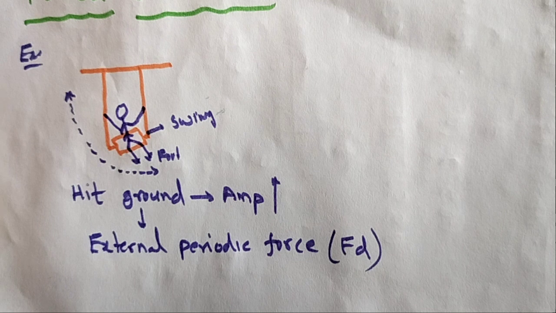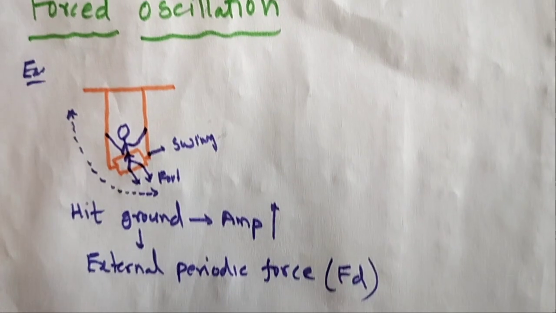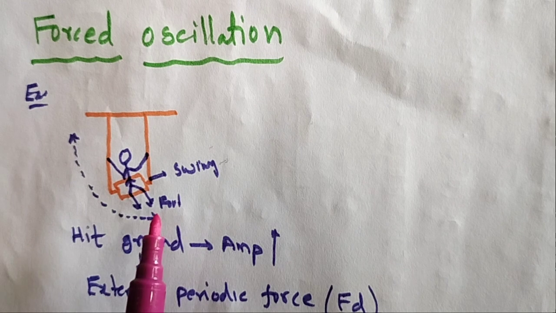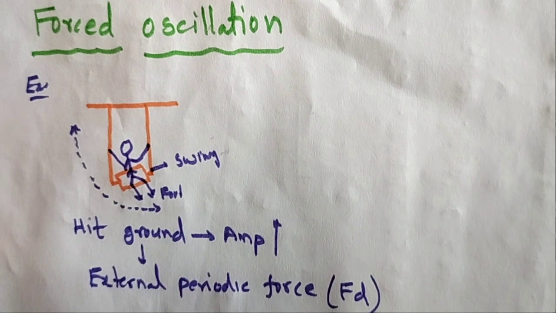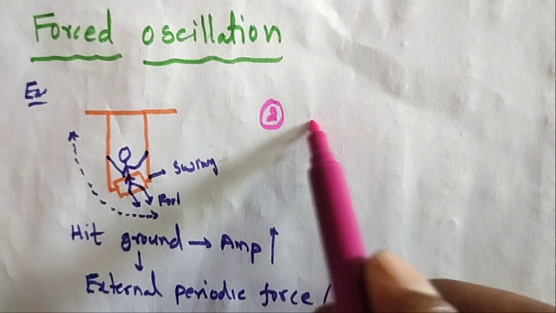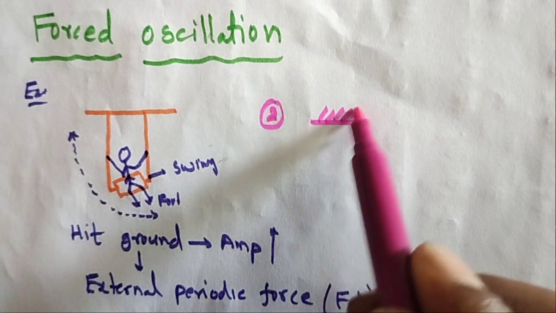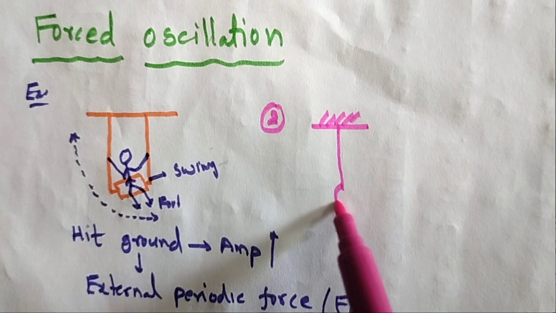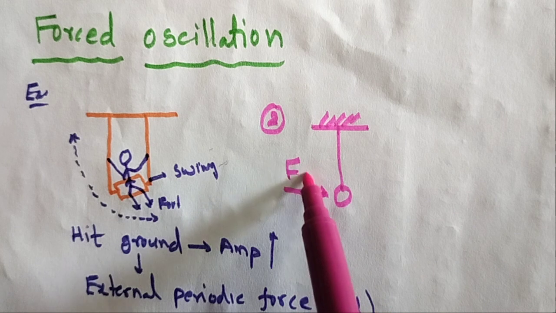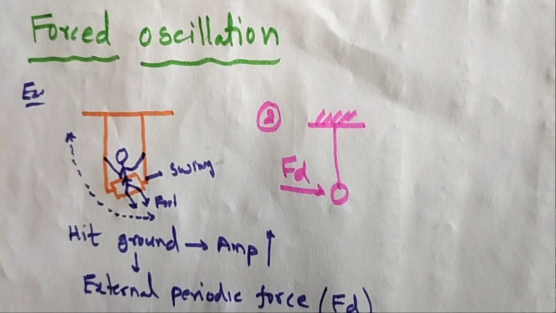This type of oscillation is called forced oscillation. Let us take another example, a simple pendulum. For example, this is a simple pendulum, and I am applying some external force FD.